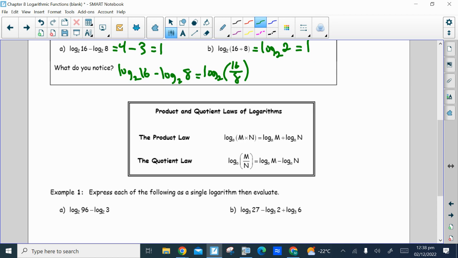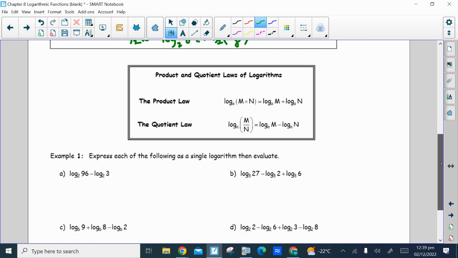Log base a of m times n is the same as log base a of m plus log base a of n. Because the m and n are multiplied together, it's tied to the laws of exponents. When you're multiplying powers with the same base, you add the exponents. When you multiply logs with the same base, you add the logs. And then the quotient law says log base a of m divided by n is log base a of m minus log base a of n. When you divide powers with the same base, you subtract the exponents. When you divide logs with the same base, you subtract the logs and keep the base the same. No different than dealing with exponents.